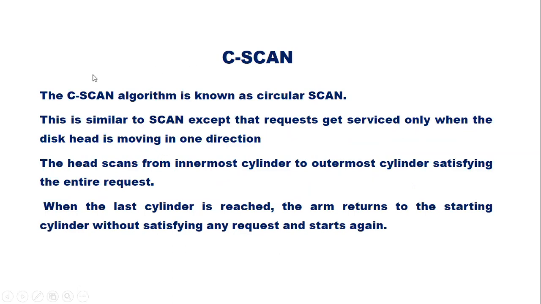So next one is the C-scan or circular scan. The C-scan algorithm is known as circular scan. This is similar to scan, except that the request gets serviced only when the disk head is moving in one direction. The head scans from the innermost cylinder to the outermost cylinder, satisfying the entire request. When the last cylinder is reached, the arm returns to the starting cylinder without satisfying any request and starts again.